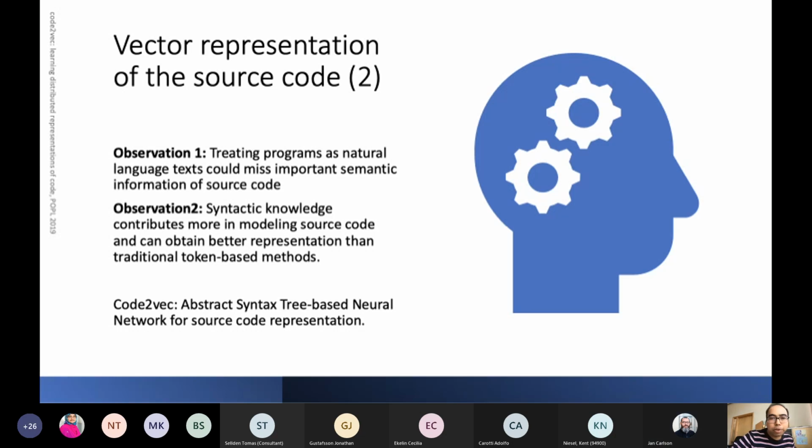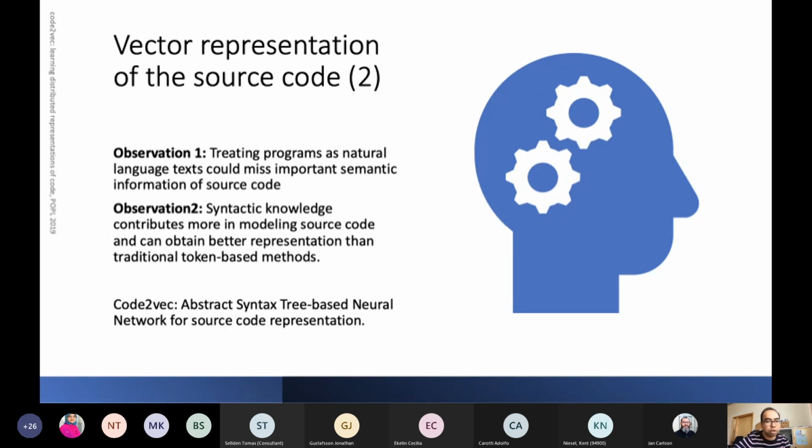Okay. So there are other representations. We have two important observations for code2vec. The first observation is that even though we have seen good clustering of source code tokens in the word2vec representation, important semantic information of the code may not be captured if we treat programs as natural language texts. And the second observation is that syntactic structure can provide better representation than token-based methods in modeling source code. So based on these two observations, code2vec is introduced.